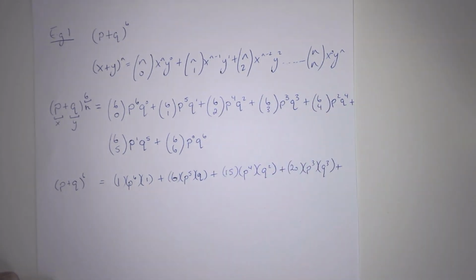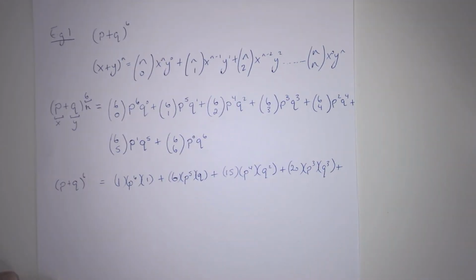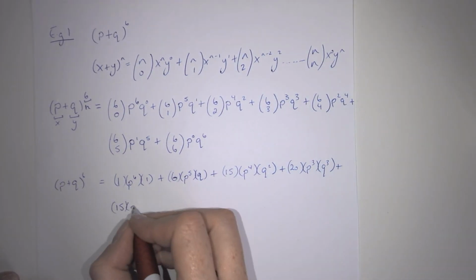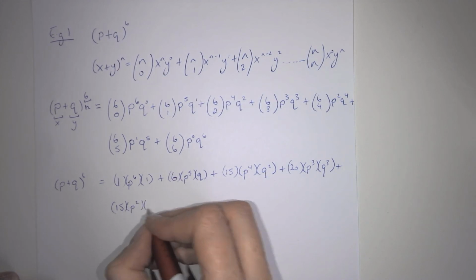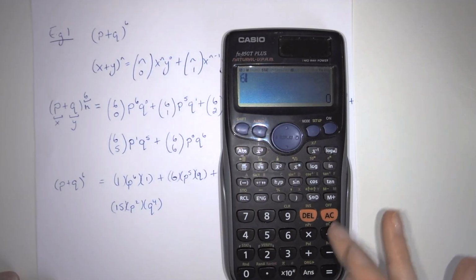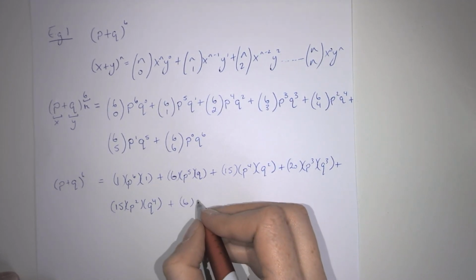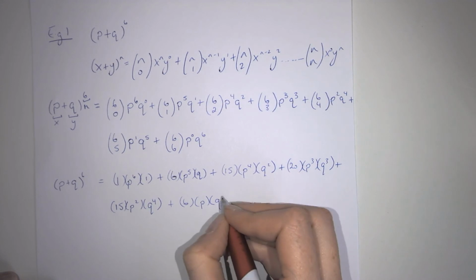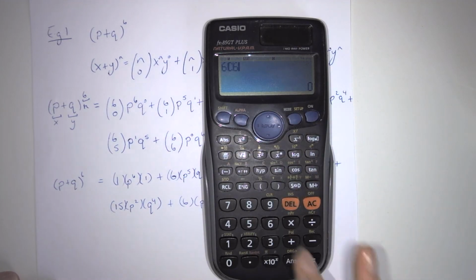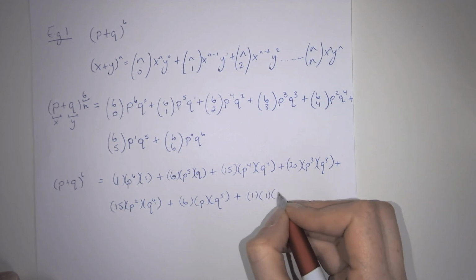plus, I'll have to go down to the next line, so it's 6C4, which is 15, p squared q to the 4. The next one is 6C5, which is 6 by p to the 1, which is just p, q to the 5. And the last one, 6C6, which is 1 by p to the 0, which is 1, by q to the 6.